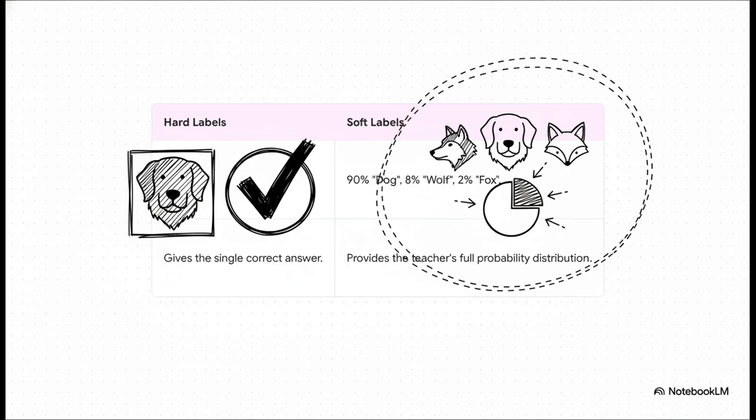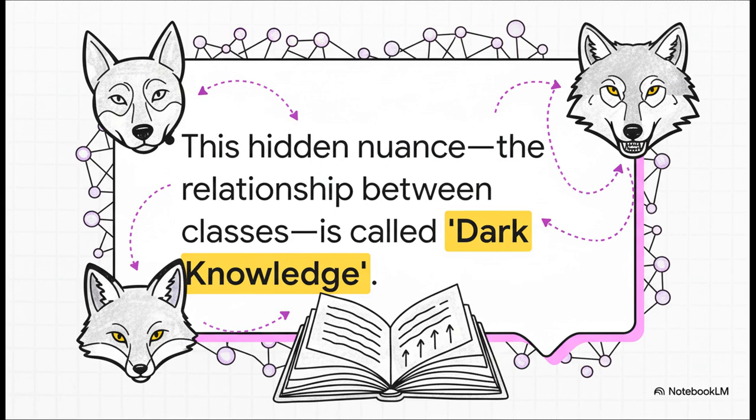But a really good teacher, they give you what we call soft labels. They'd say something like, "Okay, I'm 90% sure this is a dog, but there's an 8% chance it could be a wolf, and maybe, just maybe, a 2% chance it's a fox." See the difference? And that hidden nuance, that rich, juicy information about how a dog also kind of looks like a wolf and a little bit like a fox, researchers have this awesome name for it: dark knowledge. It's not just about the right answer. It's the teacher's intuition, the context, the hidden relationships between ideas. And that is what makes the student model so much smarter.